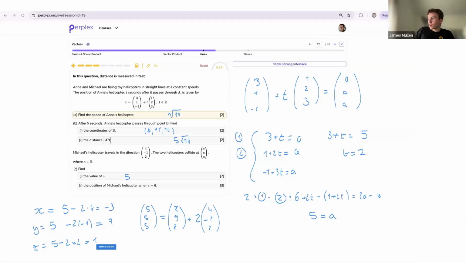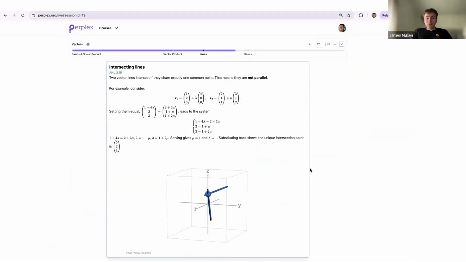So negative 3, 7, 1 is going to be my answer. So negative 3, 7, 1 is my answer. Now we're going to talk about intersections of lines.